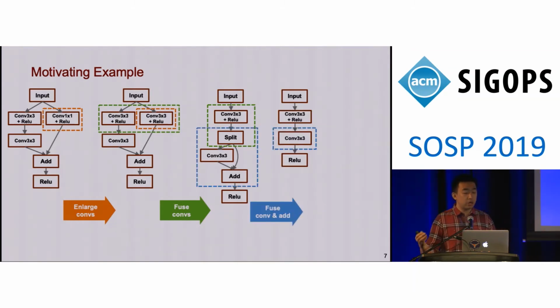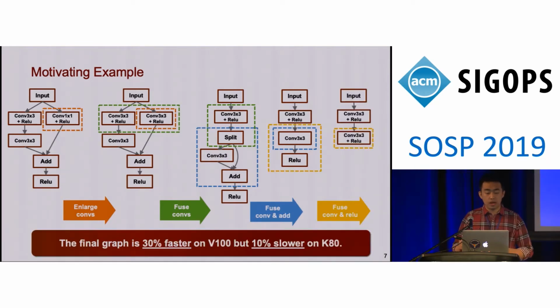In addition, you can also fuse the convolution and the following addition into a single convolution by changing the parameters of the convolution. And finally, you can also fuse the convolution and the following ReLU. It turns out that the final graph is 30% faster on V100 GPU, but 10% slower on K80 GPU, which means this is not a generic optimization. It only works for very specific model and hardware combinations.